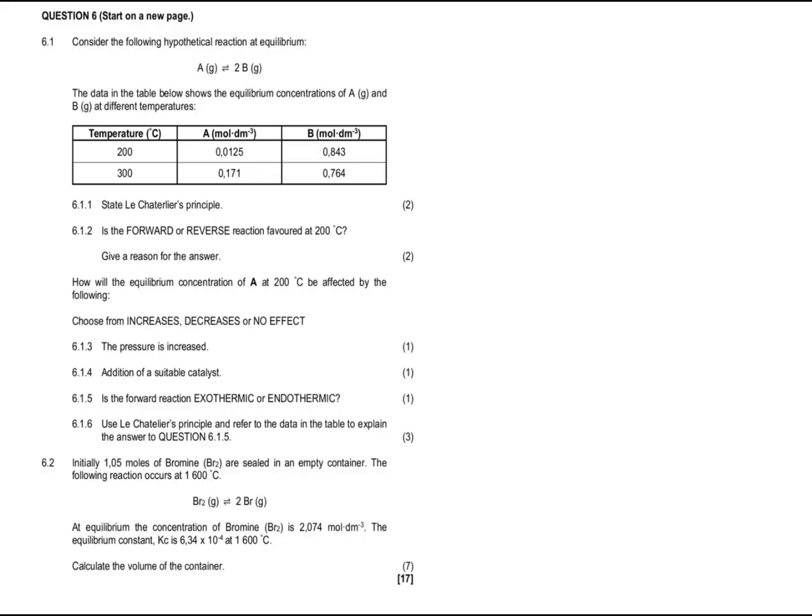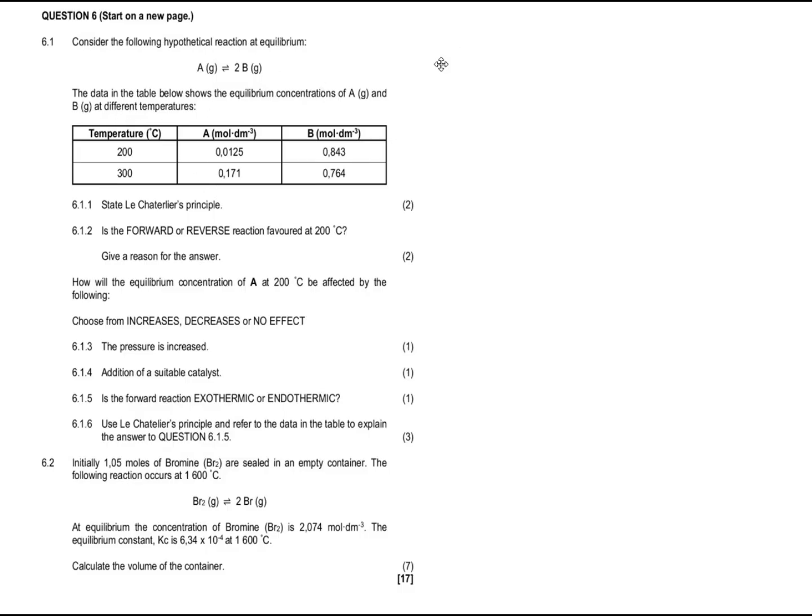Okay, so we have question 6. It says, consider the following hypothetical reaction at equilibrium. So it's just a hypothetical reaction. The A and B obviously do not appear in the periodic table. They just are there for any kind of element or compound that could be there. The data in the table below shows the equilibrium concentration of A, which is a gas, and B, which is a gas at different temperatures.